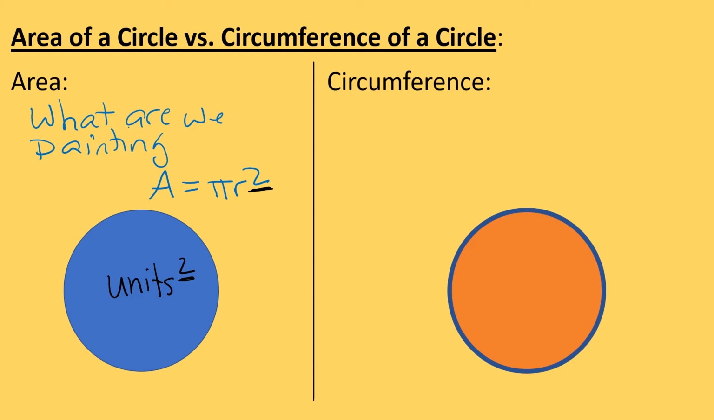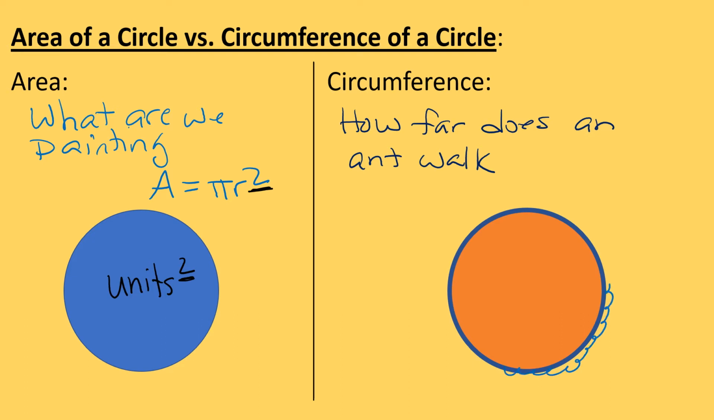All right, circumference. It's like how far can you walk? So how far, I always say, does an ant walk? So the circumference would be what we have in blue around the circle. So how far does the ant walk? The ant walks around the circle, and if you had a bendable ruler, you could measure that with a bendable ruler.